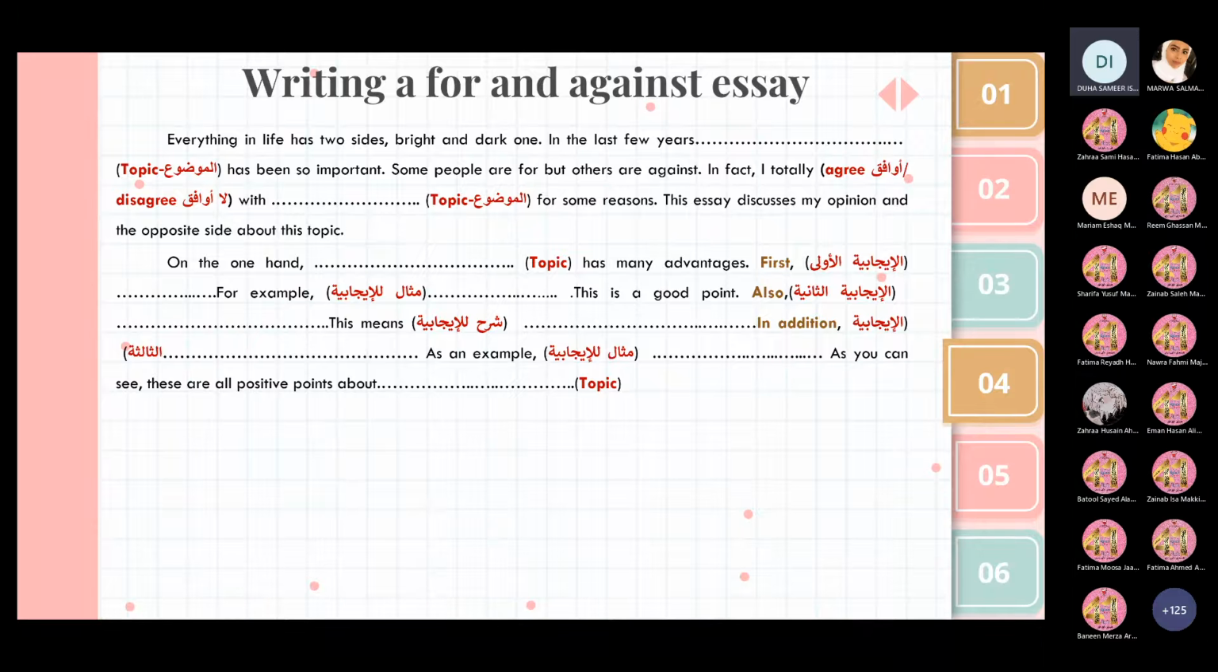First, you start with the first advantage, and you need to give me an example for that. So one advantage and one example for that. When you finish the first advantage, you go to the second one. After the second one, you need to explain. Okay, just try to focus here.